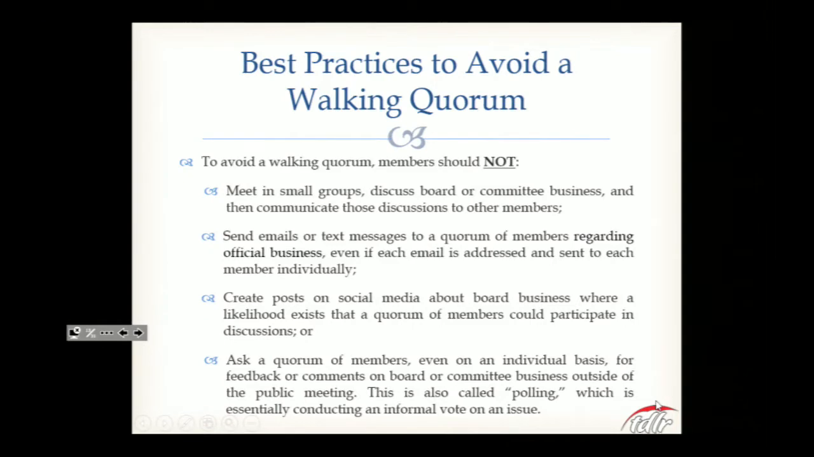And so here's some good practices to avoid a walking quorum. If you do meet in small groups, don't communicate the subject matter of those discussions to other members. And if you're going to email, even if you email people individually, just be wary of that. You don't want to reach more than a quorum. Social media can be a little problematic. Let's say you make a Facebook post about a work group discussion, and all of a sudden you notice that 3 of your friends who are also on the advisory board comment, post some feedback under that discussion. You might accidentally create a public meeting in a Facebook comment thread. That could happen with Twitter, with retweets and things like that. And also, don't ask a quorum of members, even individually, for their vote on a particular issue. That's called polling, and it is frowned upon, to say the least.